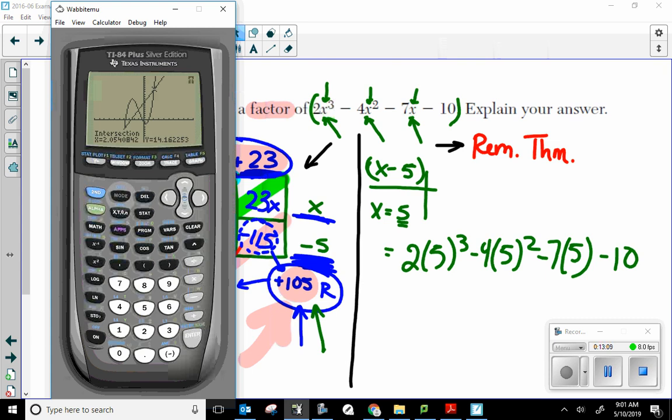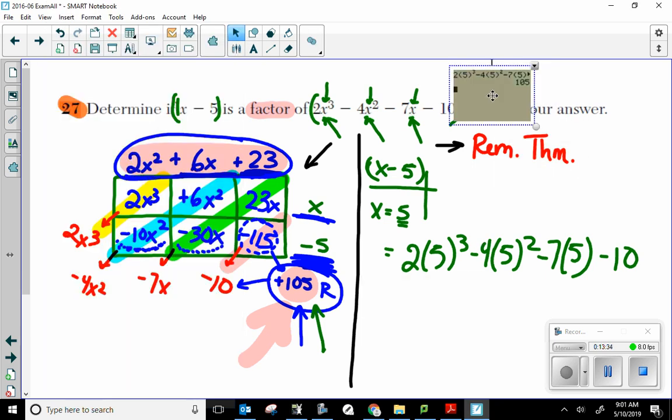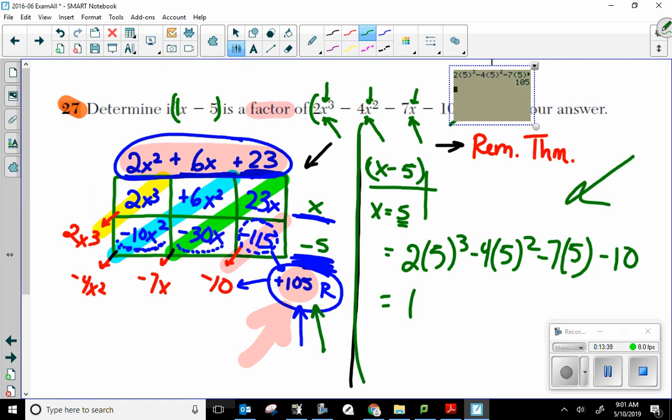Let's get out of here. And we got 2 times 5, that cubed. Minus 4 times 5, squared. Minus 7 times 5. Minus 10. All right, so this should be 105. Ka-chow! And it is. Now, what I have written here on the right side of this line, this is fine. It equals 105. We knew that's what it should be.